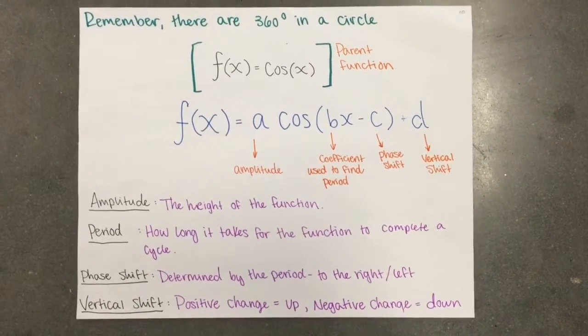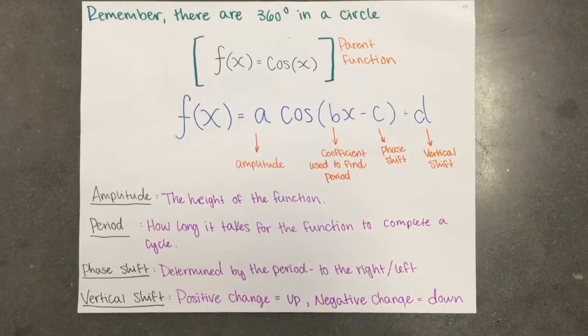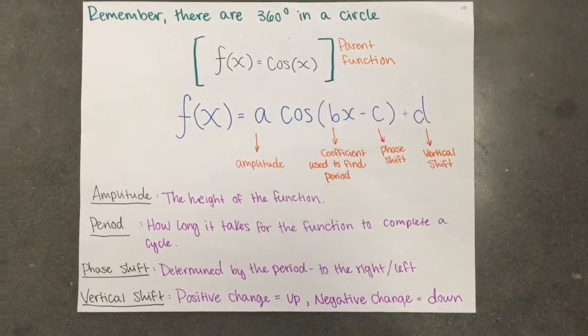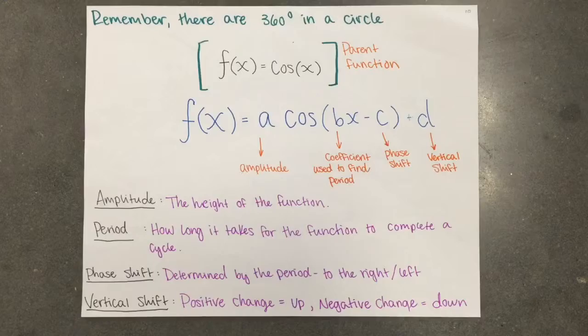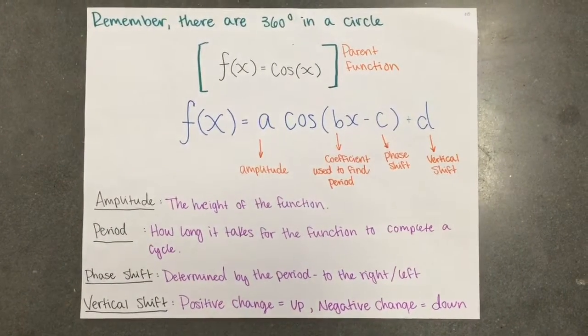Amplitude is the height of the function. Period is how long it takes for the function to complete a cycle. The phase shift is determined by the period to the right or the left, and the vertical shift is a positive change up and negative change down.